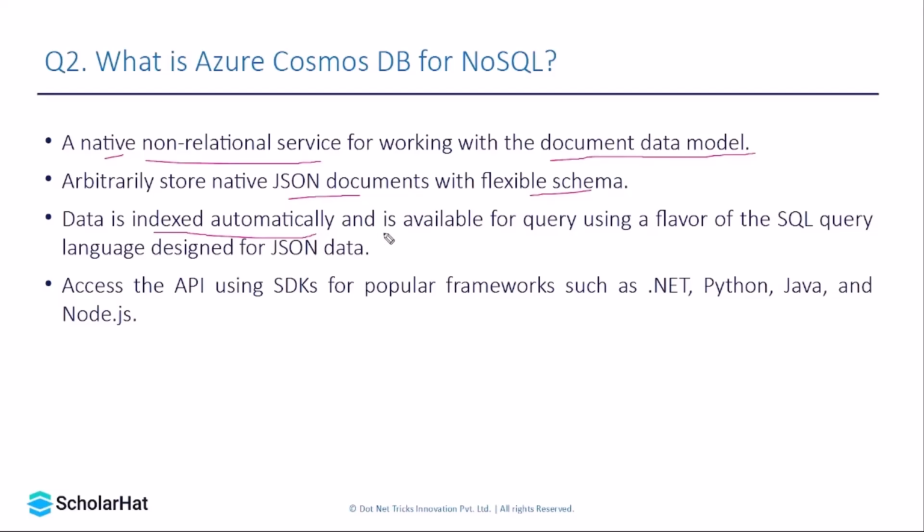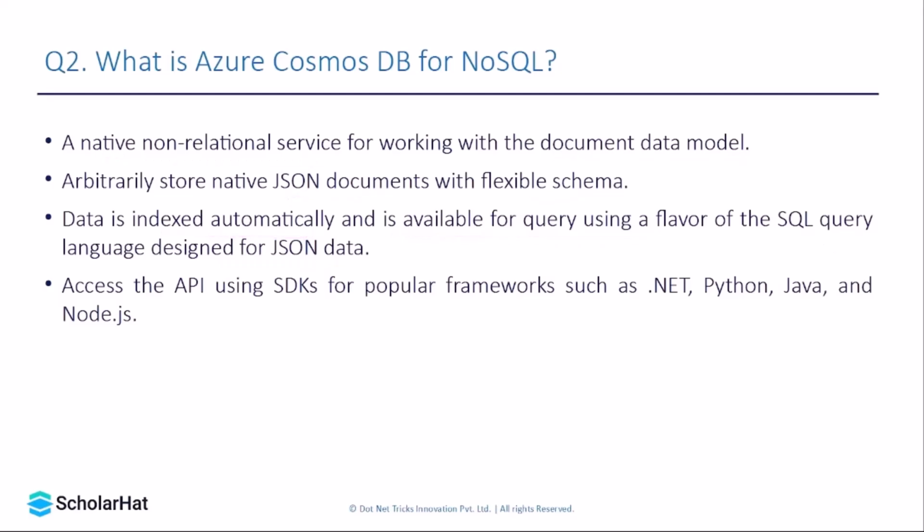When you talk about relational databases, you have to create indexes in order to retrieve data fast. That is not required in Azure Cosmos DB for NoSQL. Indexes are created automatically, and they are available for querying using a flavor of the SQL query language designed for JSON data. So we can access the data from a NoSQL Cosmos DB with the help of a query designed by Cosmos DB itself. You can write those queries, and with their help, you can filter the data.